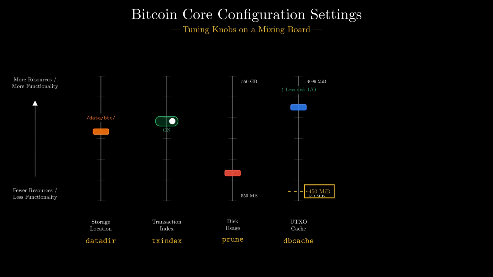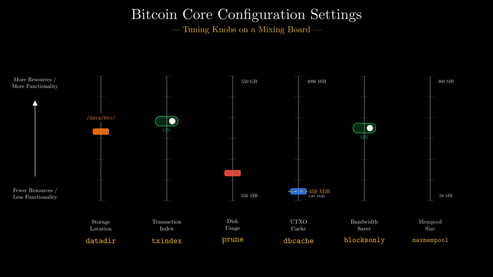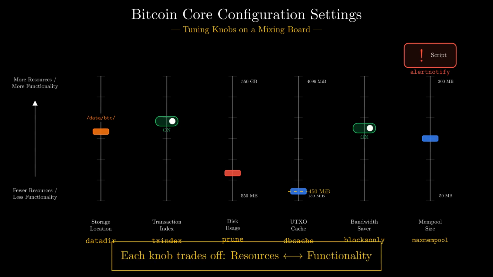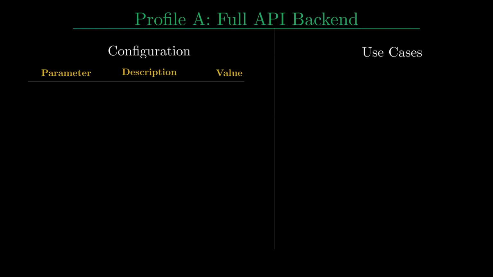Raising it reduces disk reads. Lowering it conserves the RAM. Blocksonly disables relaying unconfirmed transactions, cutting bandwidth substantially. Maxmempool caps the memory your node dedicates to pending unconfirmed transactions. And alertnotify triggers a custom script when Bitcoin Core detects critical events. Each knob trades off between resource consumption and functionality. Now that you know the knobs, let's turn them to opposite extremes.